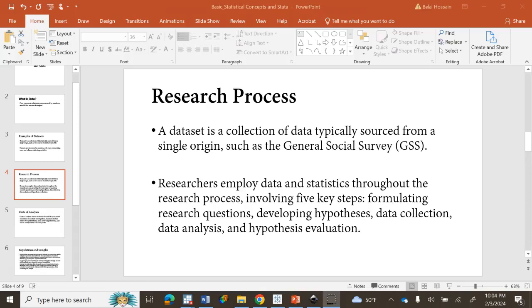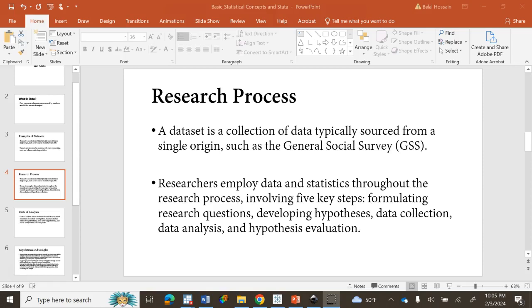Hello everyone, in this tutorial I'm going to talk about the research process. What is a research process? Researchers employ data and statistics throughout the research process, involving 5 key steps. First, you have to come up with research questions, and then you develop your hypothesis, data collection, data analysis, and you check whether your hypothesis has been supported or not.